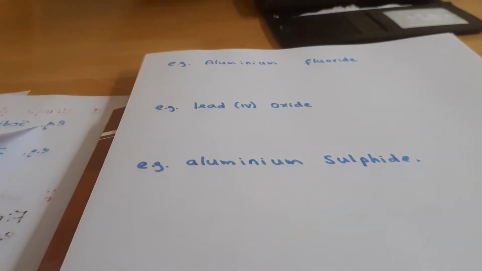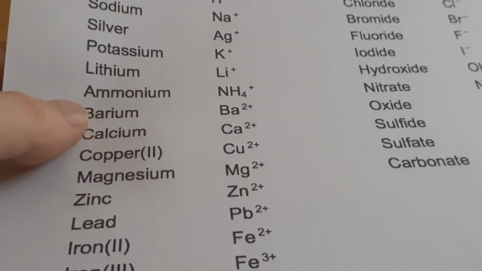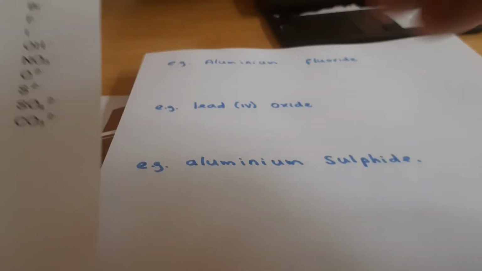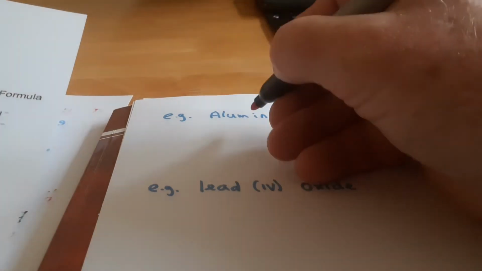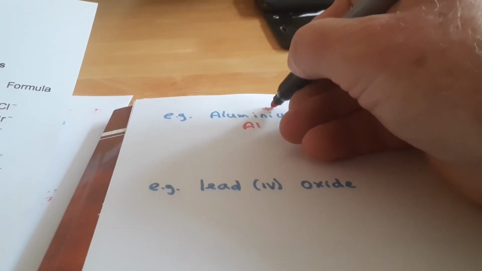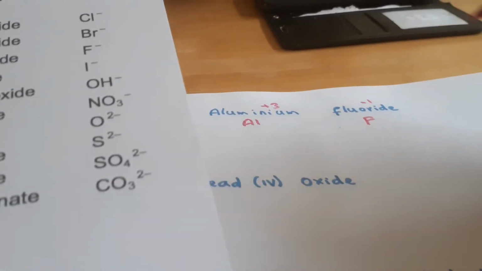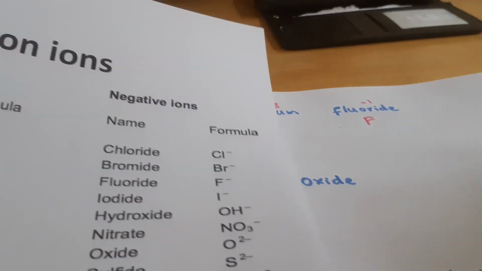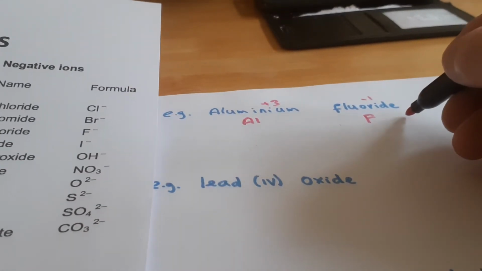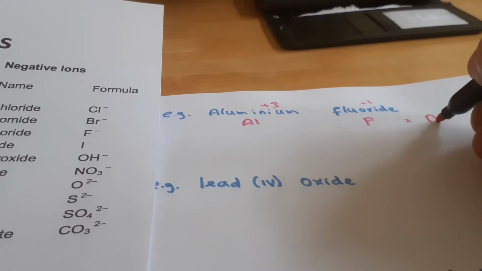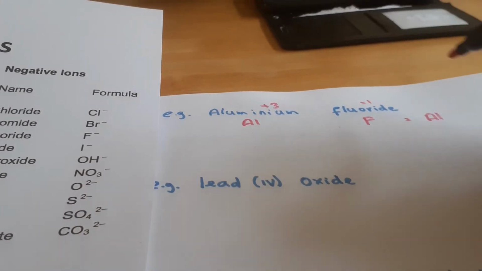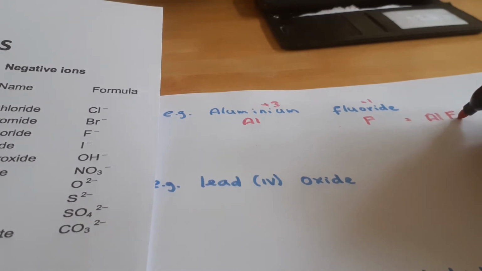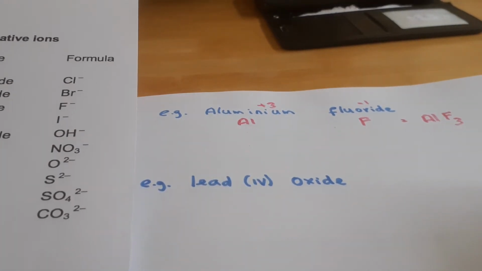Okay, let's look at a few more. Aluminium fluoride. So aluminium, as you can see, is Al, and it's 3+. Fluoride, as you can see at the top there, is F, and it's -1. Now, the lowest number they will both go into is 3. So 3 goes into 3 once, and 1 goes into 3 3 times. So the formula is AlF3.